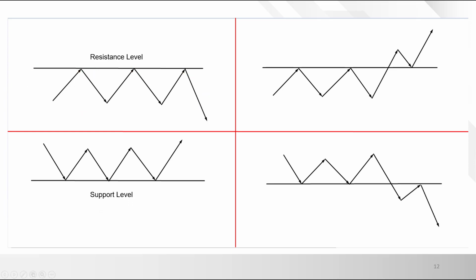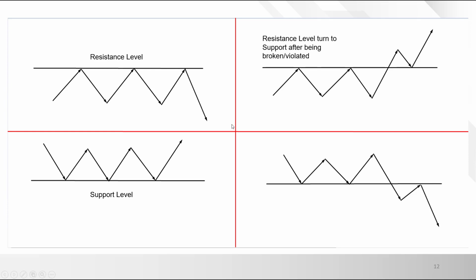Now below, we've got an illustration of support. Price is moving to the downside, finds a price level that it bounces from, comes back again, bounces on the same price area, goes back, bounces on the same level, and bounces back. So this is what we refer to as a support level.